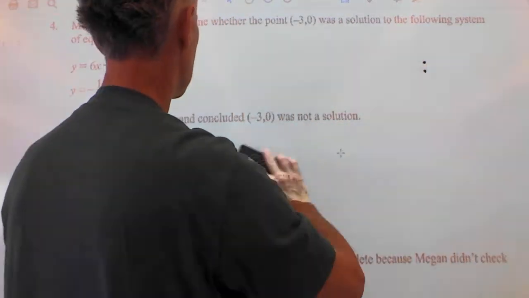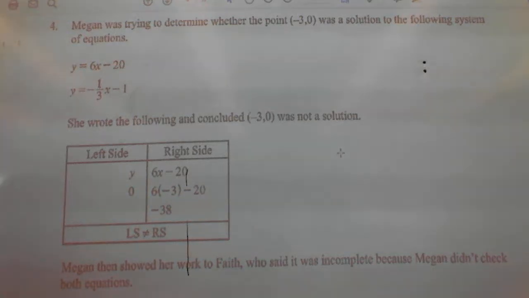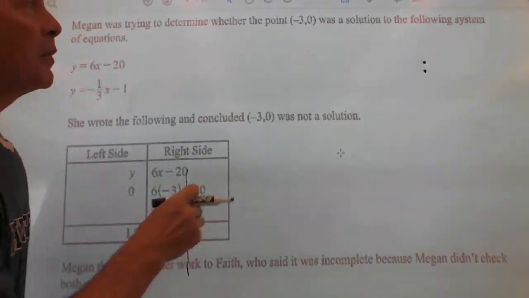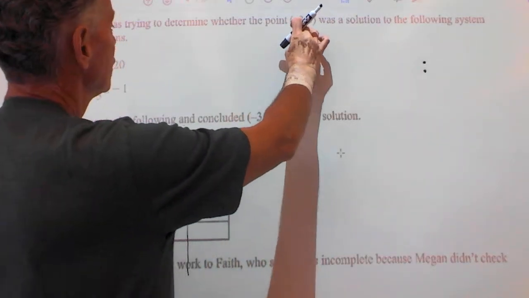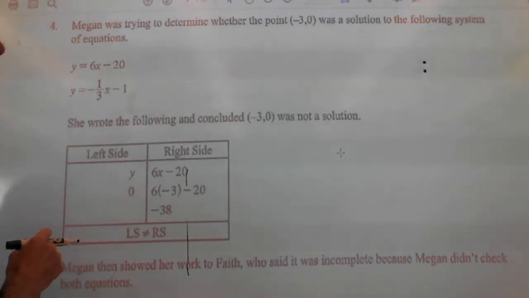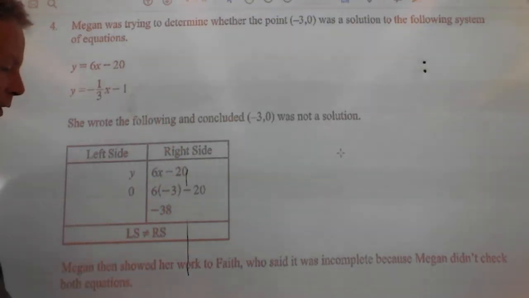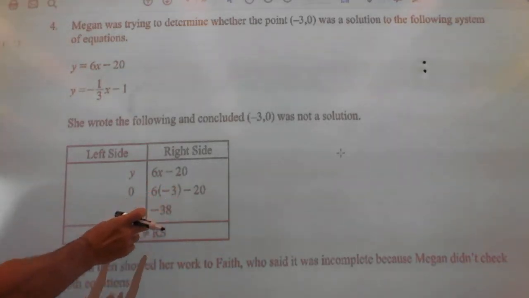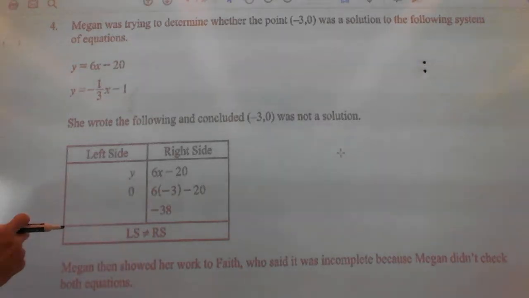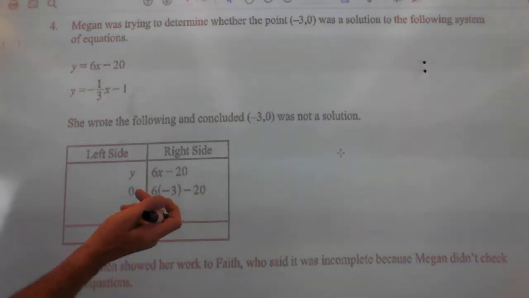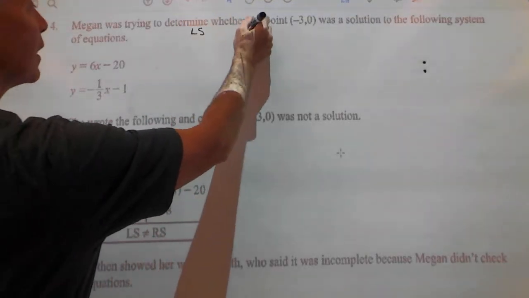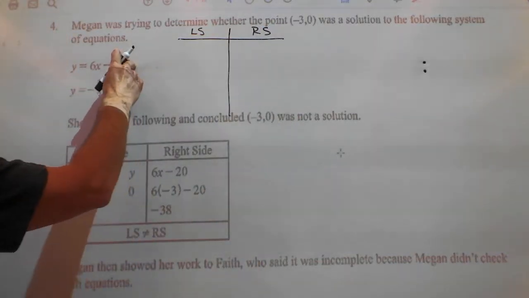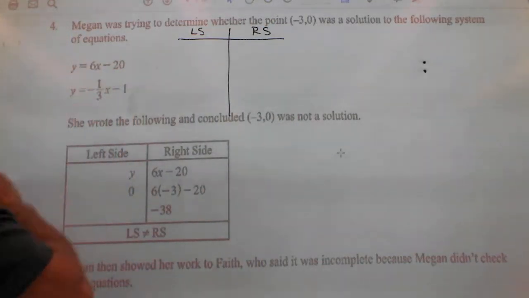Okay, verifying equations. So remember, when you are verifying equations, what you're trying to do is substitute your proposed solution into both equations and check to see if the left side equals the right side. Okay? So that's what our friend Megan did, and let's just go through this because it's good practice. Okay? So you've got a left side and you've got a right side for your equation, and we'll do it for the first one, y equals 6x minus 20.